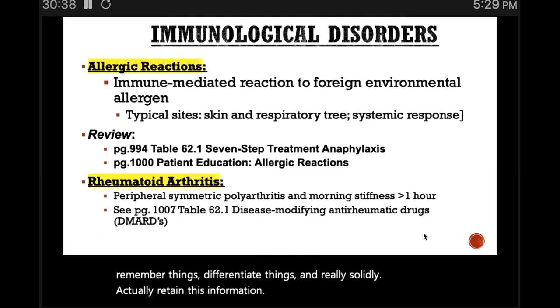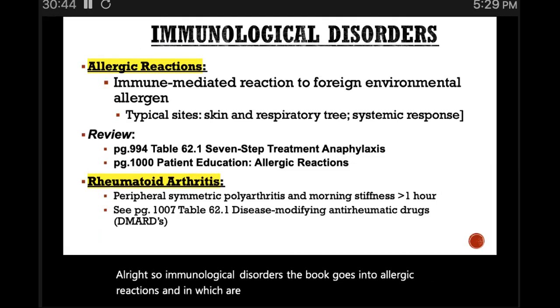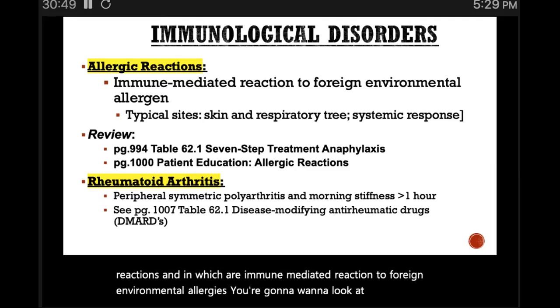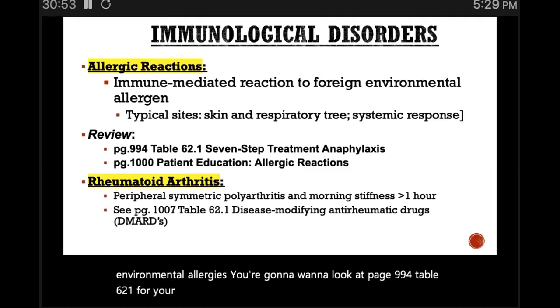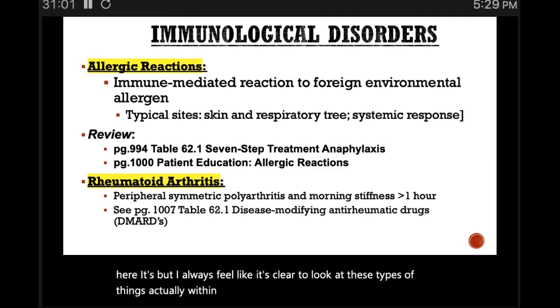All right, so immunological disorders. The book goes into allergic reactions, which are immune-mediated reactions to foreign environmental allergens. You're going to want to look at page 994, table 62.1 for your 7-step treatment on anaphylaxis. I have the slide in here, but I always feel like it's clearer to look at these types of things actually within your textbook versus printing them on these small little slides.